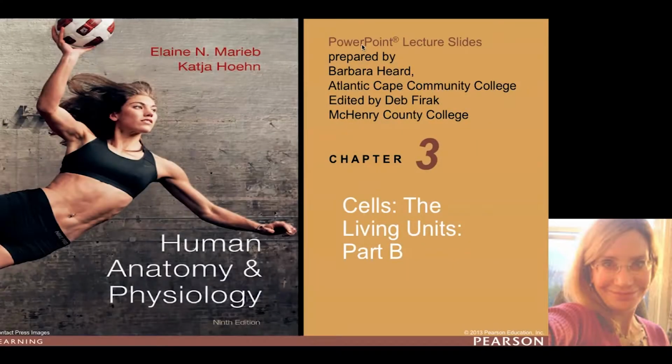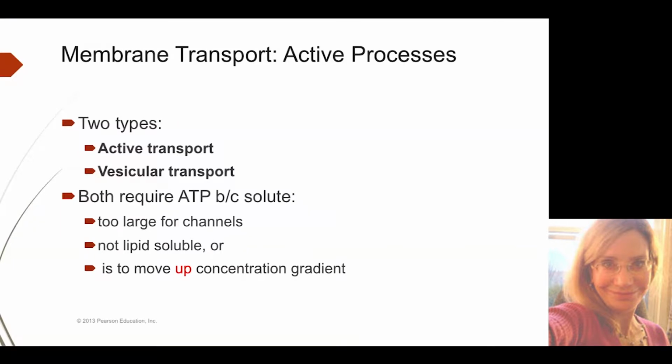Hello again. Now we're on part B of chapter 3, and this is going to be looking more closely at ways that substances are transported across the cell membrane or plasma membrane. First of all, there are active processes. There's two major types of active processes: active transport, and then there is a design called Vesicular Transport that involves vesicles.